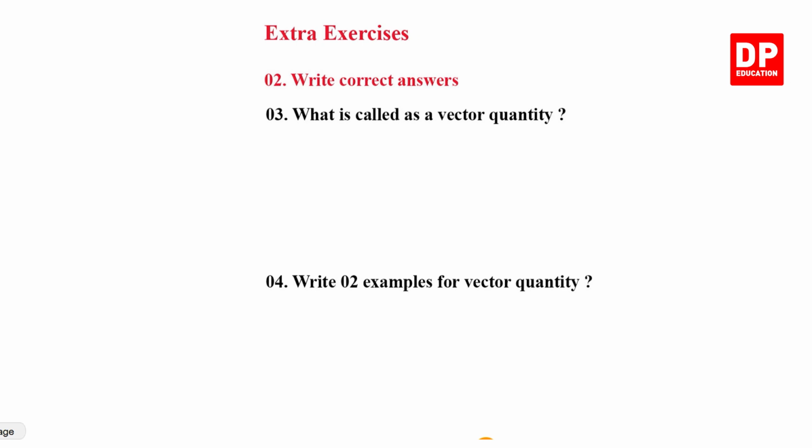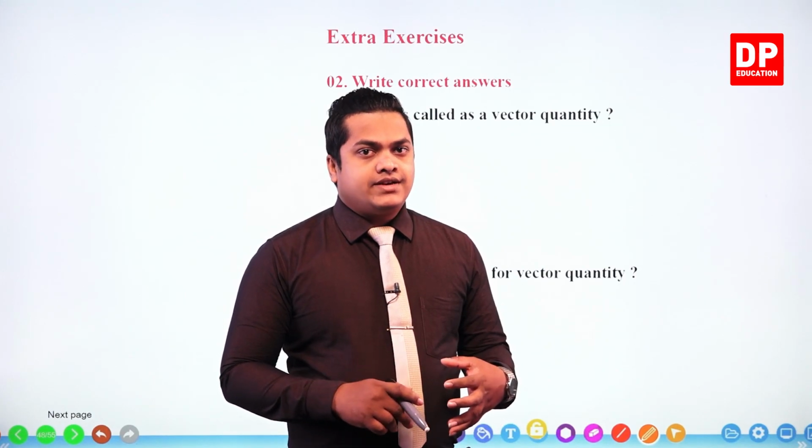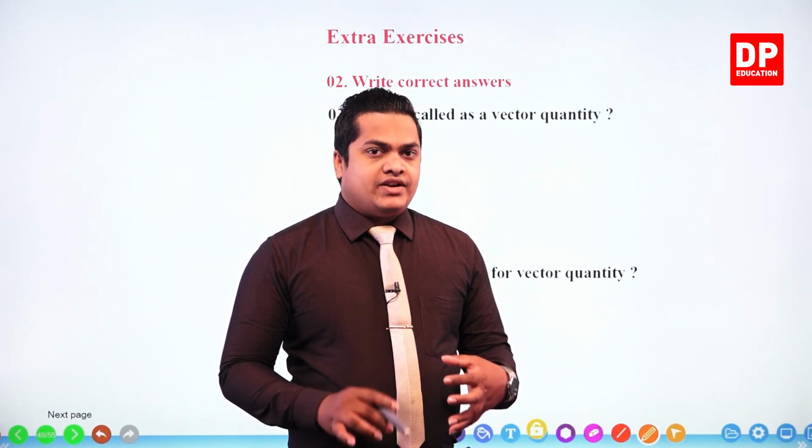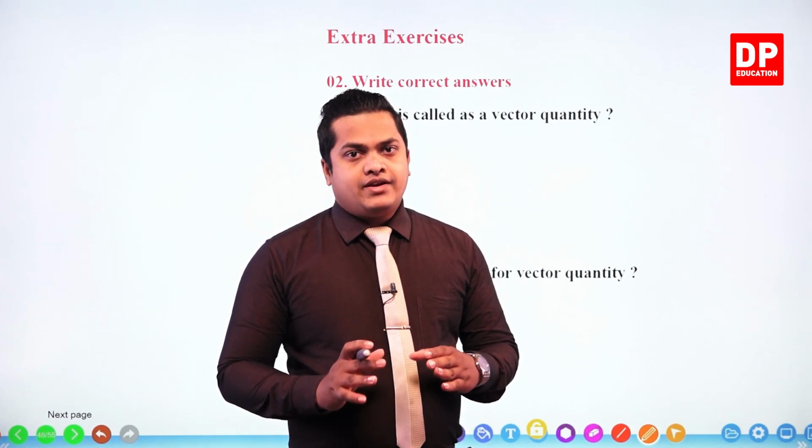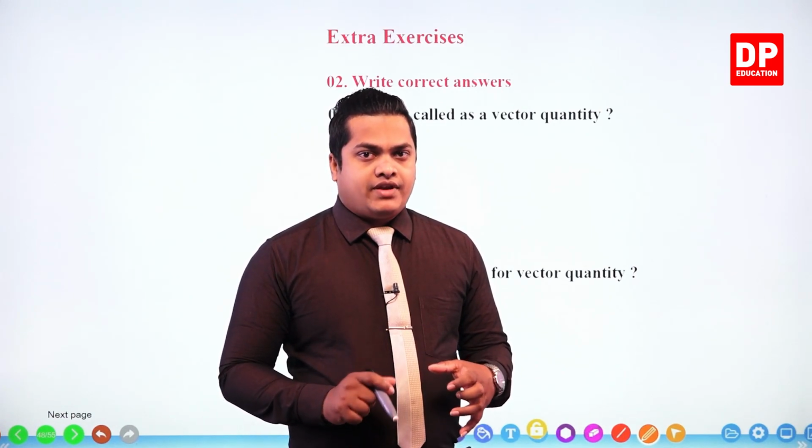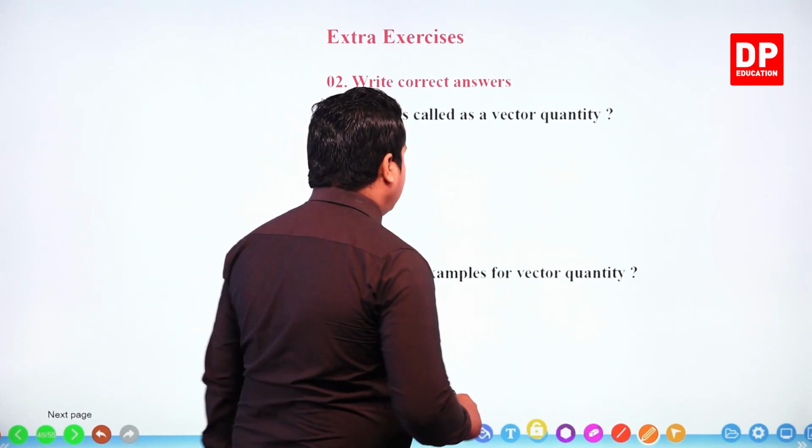Question number 3. What is called a vector quantity? Vector quantity, my dear children, it's real simple. We discussed the vector quantity in detail. A vector quantity is a type of quantity which has a magnitude and a direction. So quantities that have a magnitude and a direction are called vector quantities. So you can write down the answer.